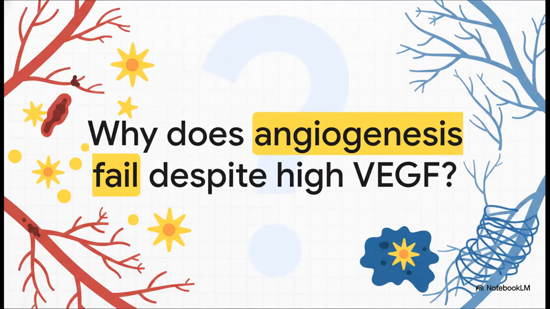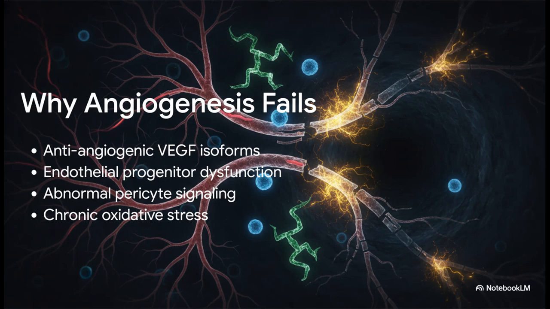Now here's a massive paradox for you. Think about it. If your tissues are starving for oxygen because of damaged vasculature, your body should naturally pump out VEGF, vascular endothelial growth factor, to build new blood vessels, right? And it actually does. VEGF levels are totally elevated in SSc. So why does angiogenesis fail anyway? Why don't the vessels just regenerate? Well, the answer is pretty wild.